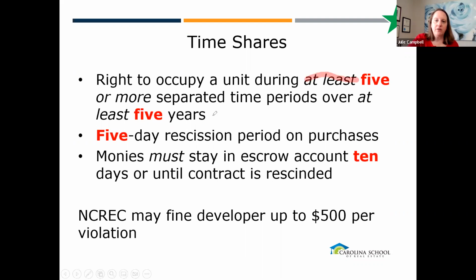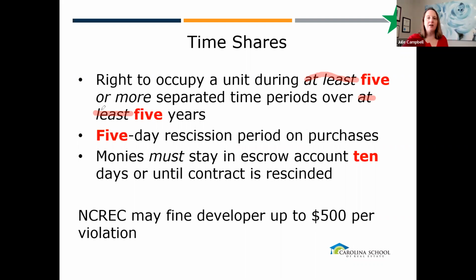I need you to note the words at least. What I'm telling you is 5 is the minimum. So if your test says it's 10 separate time periods over 10 separate years, do we have a timeshare? 10 and 10? Yeah, because we have at least 5. If it says 3 separate time periods over 3 years, do we have a timeshare? No, because 5 is the minimum. That's what I mean by at least.